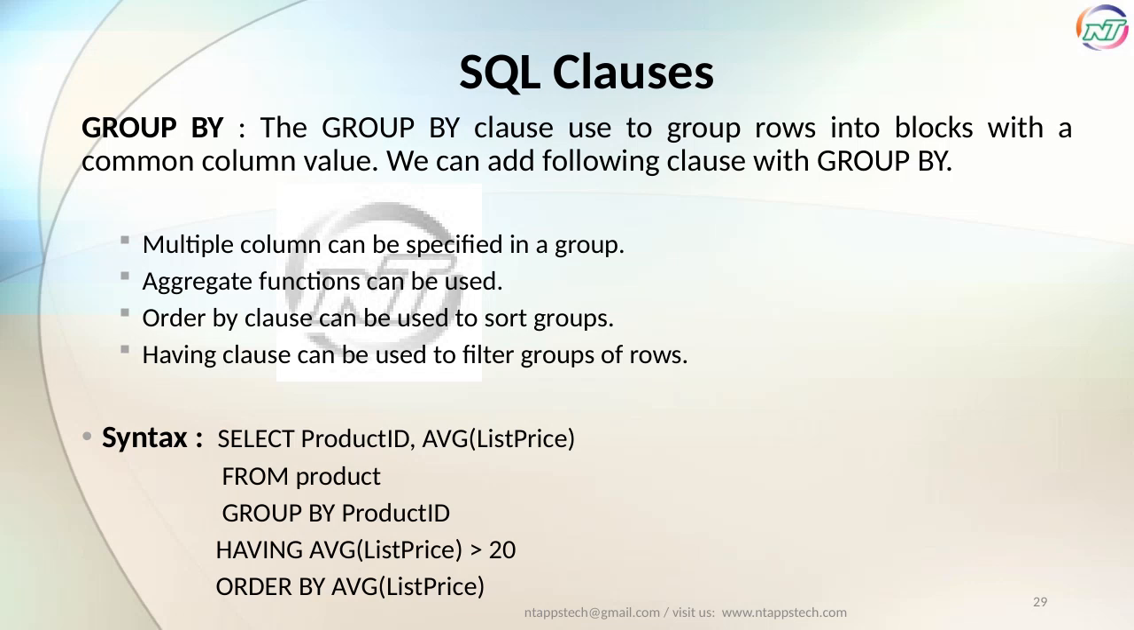The having clause is useful for filtering groups after aggregation, so you can include only the groups that meet certain conditions. In the example shown, the query selects the product ID and the average list price from the product table, groups the results by product ID, filters out groups where the average price is 20% or less, and finally orders the remaining groups by their average price. This makes it easier to analyze datasets by summarizing and refining results based on grouped criteria.